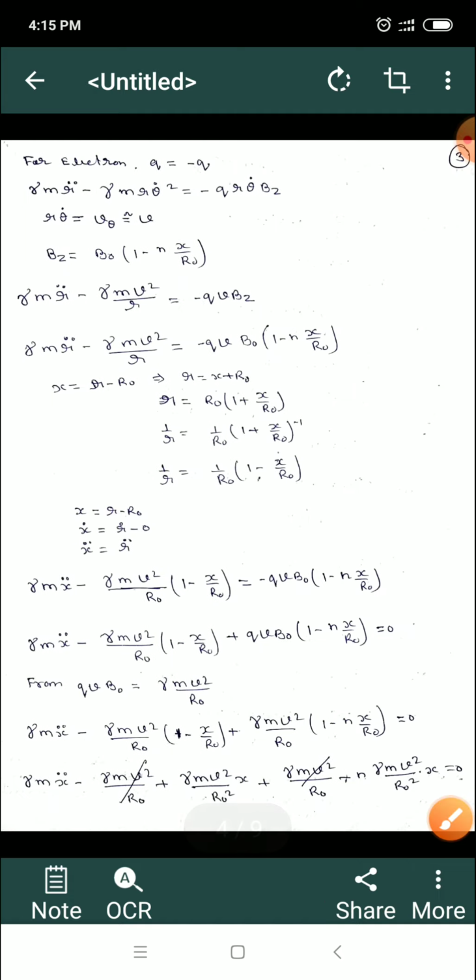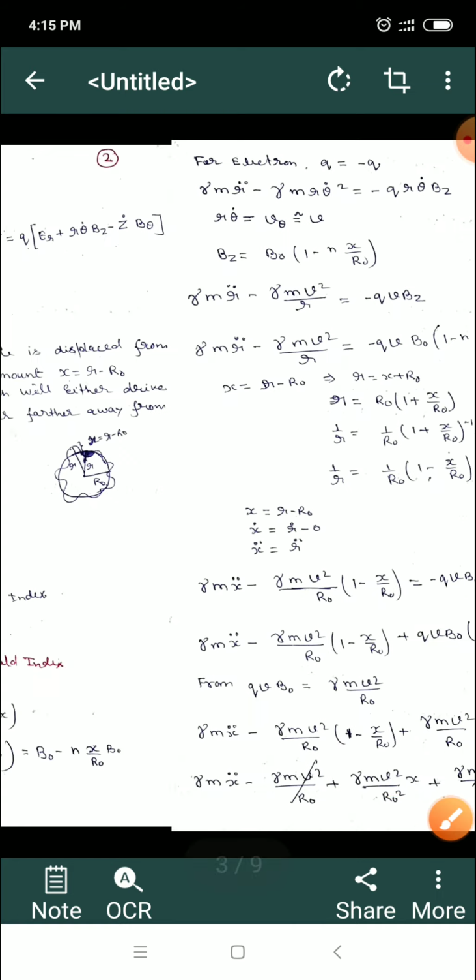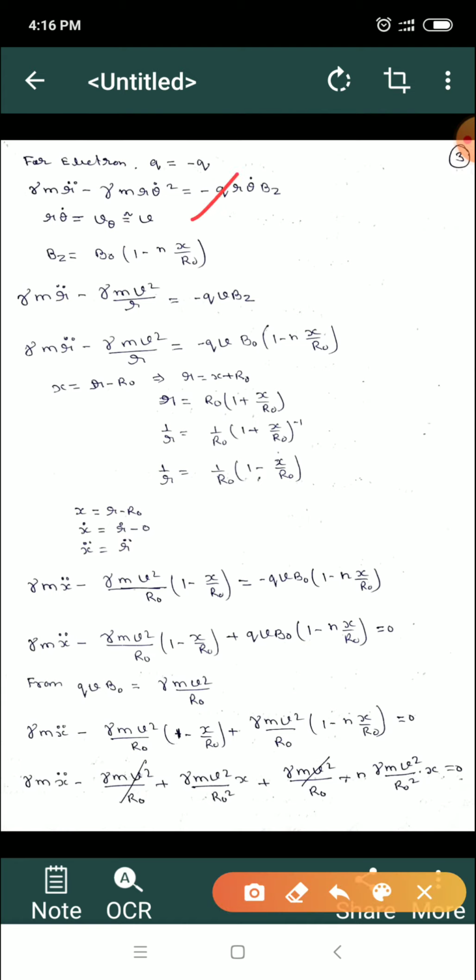So for an electron, we know that q is equal to minus q, that is the charge of the electron. So we can write the equation of motion. This equation of motion will become gamma m r double dot minus gamma m r theta dot square is equal to minus q r theta dot Bz, where r theta dot is basically the angular velocity, that is v theta, and r theta dot is approximately equal to v.